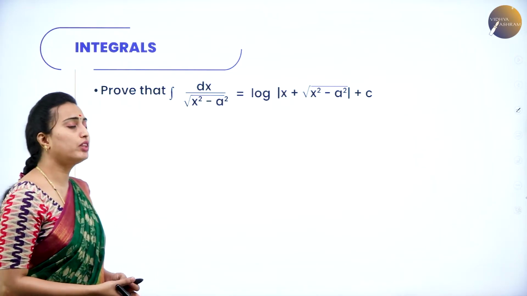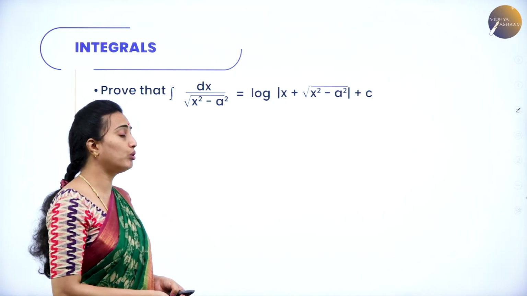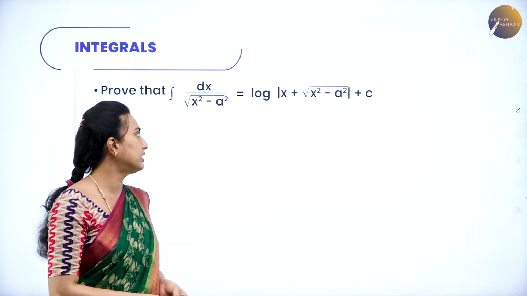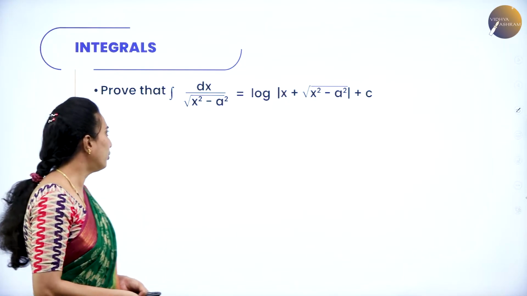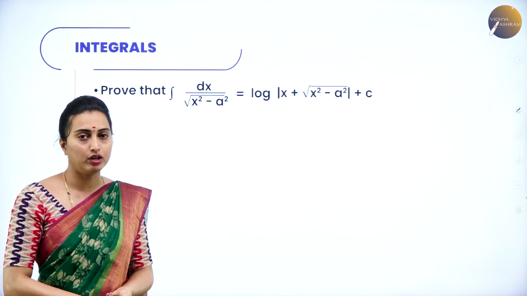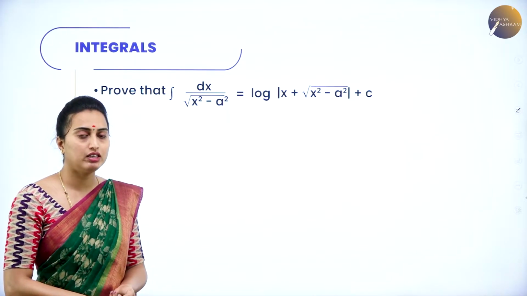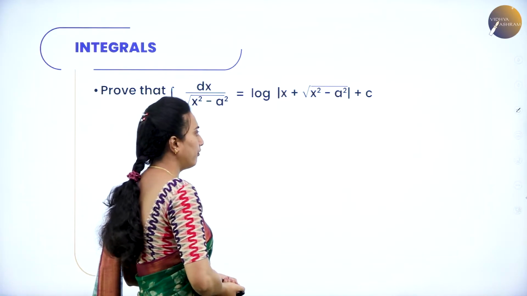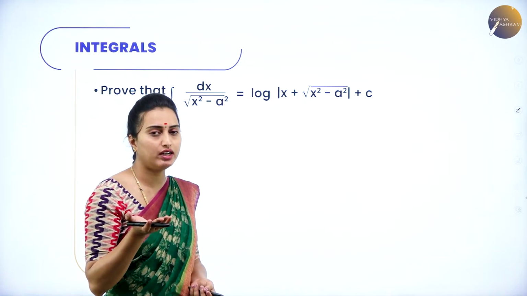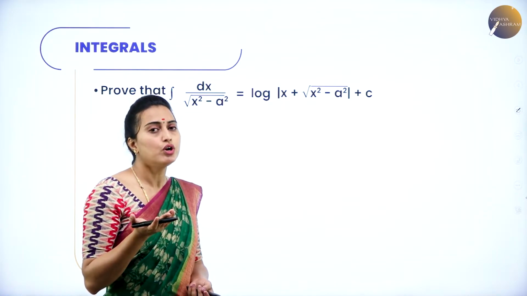What they've asked: prove that integral of dx divided by under root x squared minus a squared is equal to log of modulus of x plus under root x squared minus a squared plus c. Now dear students, if you observe here, you have x squared minus a squared under the root in the denominator, and we go for the substitution method. Either you can substitute something in the form of x squared minus a squared, where a squared is a constant, x squared minus 1, isn't it? Either you can substitute 1 plus tan squared theta, or you can substitute cosecant squared theta.